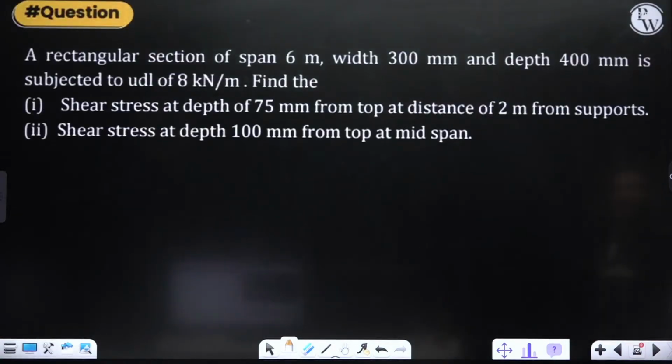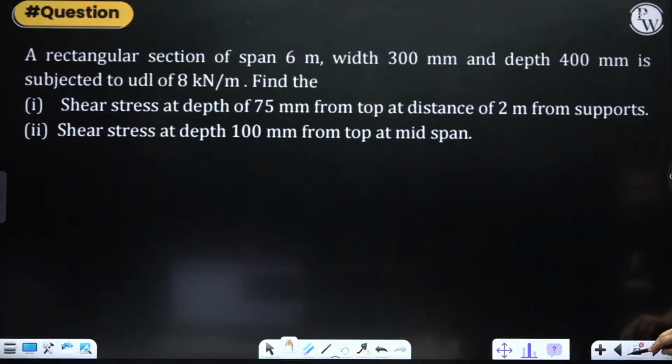Okay, this is a little complicated, right? So let us study this. I think this is the last question. Last question. So many things are there here. Let us read the question carefully.